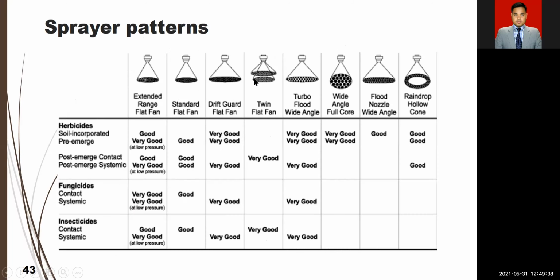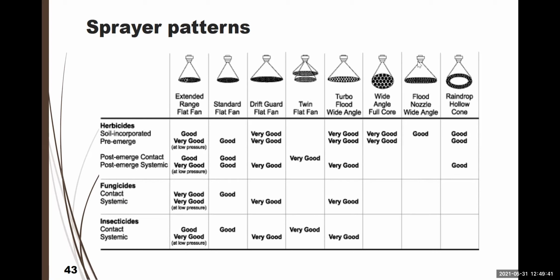Okay, so here is the example of the spraying pattern for herbicide, fungicide, and insecticide. Mostly in agriculture, what we use for tractor mounted is normally the flat type, flat fan. You can find any type of flat and extended range, standard, drift guard, you can have a twin fan, twin flat fan. These are examples of good to very good choices of nozzle or spraying pattern for all pesticide application. Some others we use very rarely, like some wide angle, the raindrop, hollow cone, and also full spectrum, which is very rare.